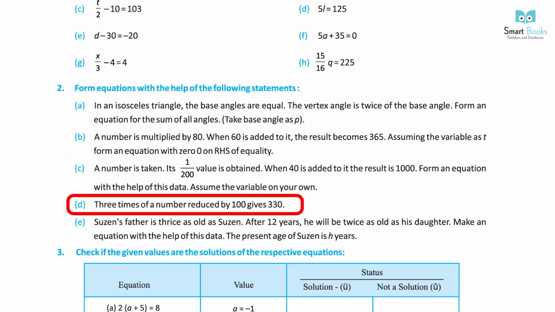D. 3 times a number reduced by 100 gives 330. Solution. 3x minus 100 is equal to 330.